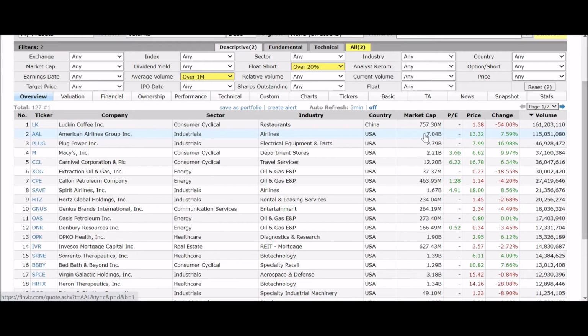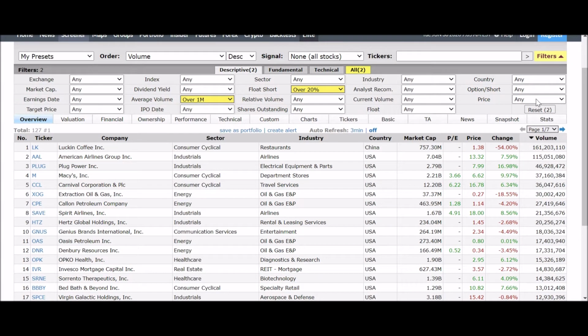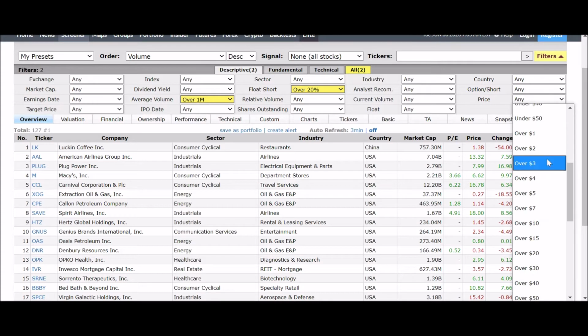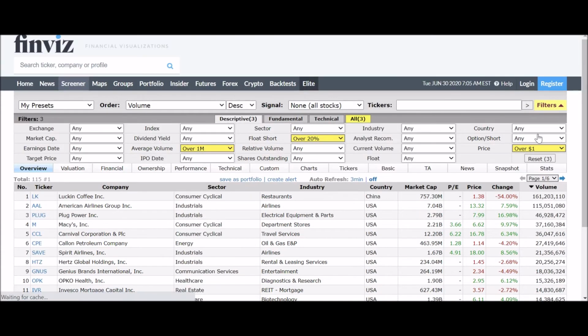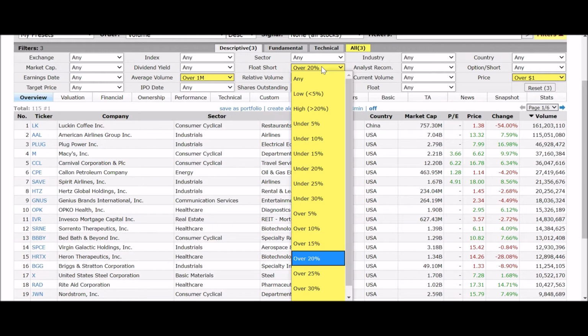The next thing we want to do is take a quick glance at this again, make sure that we like this. I also like to look at the price. I don't want anything that's under $1. So let's go over $1. You could keep it in there, but let's just stick with over $1 for now. There's still a lot of stocks here. Let's go float short over 25%.